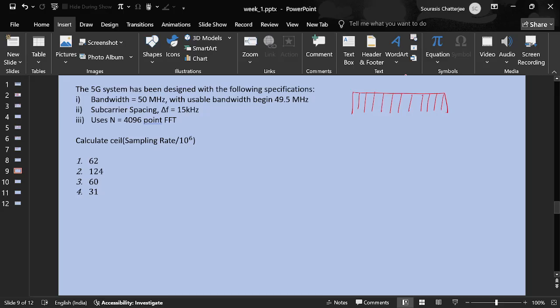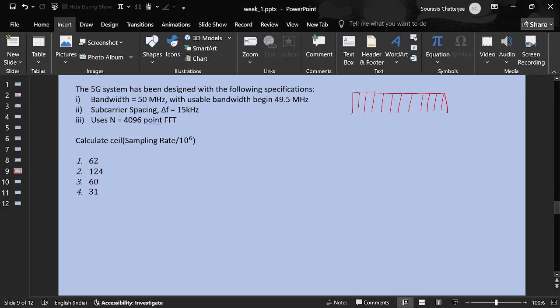And what does this subcarrier spacing denote? The distance between two subcarriers. The distance between two subcarriers. Okay. Symbol difference. Okay, what do you mean exactly by symbol difference? That means the amount of symbols that it can send.